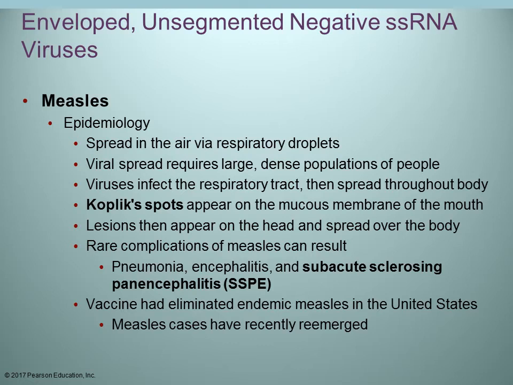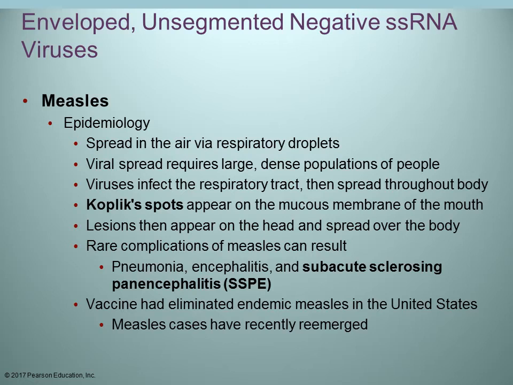With the measles, it can be spread in the air by respiratory droplets. Usually the spread, you have a population of people, a crowd, and if one person has it, it typically is spread by droplets, so they're coughing, they're sneezing, and if you have somebody in the group that has not had it, look out because they're probably going to get it. The virus usually infects the respiratory tract, and then from there it can spread throughout the body.